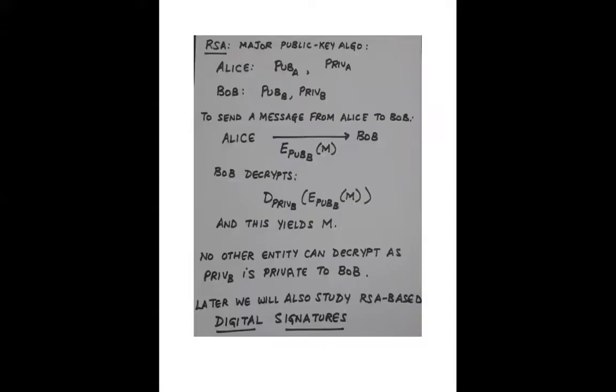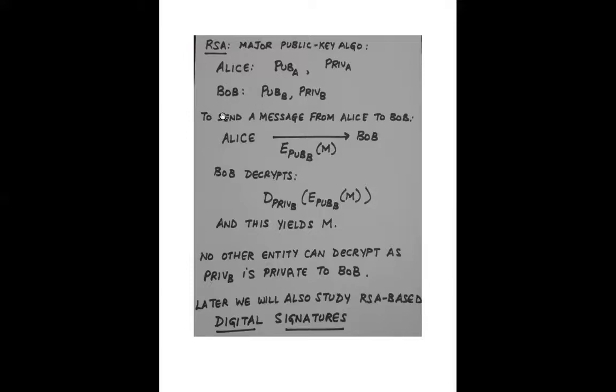So now let's look at RSA, the major public key cryptography algorithm. RSA stands for Rivest, Shamir, and Adleman, the founders of the RSA algorithm. Here the way it works is that Alice has a pair of keys, a public key, which we'll call pub A, and a private key, which we'll call priv A. Bob has also got a public private key pair, pub B and priv B.